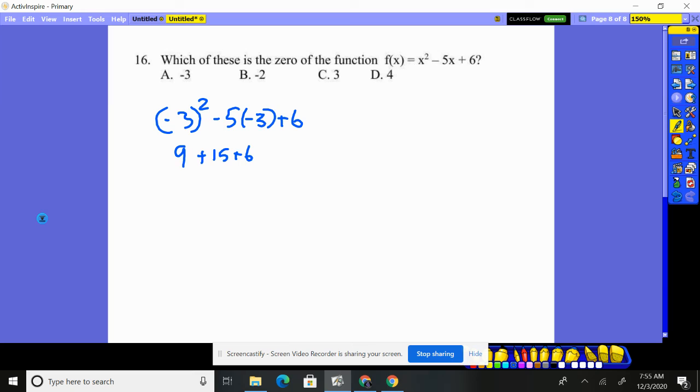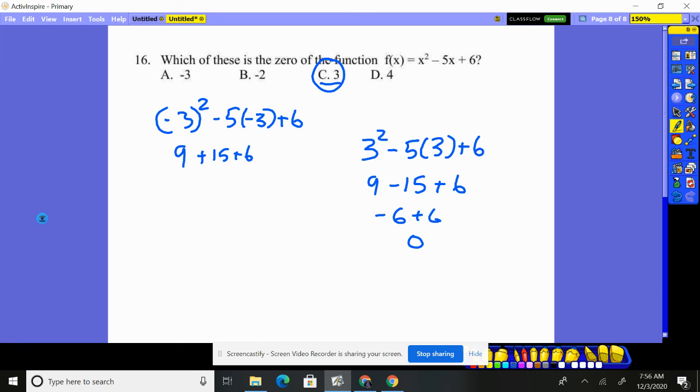Okay, I'm going to go to 3. I think it's 3. Yeah, let's try it. 3 squared minus 5 times 3 plus 6. 9 minus 15 plus 6. Uh-oh, look, there's our 0.